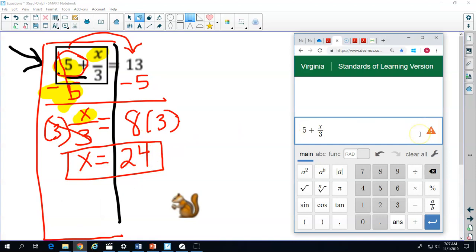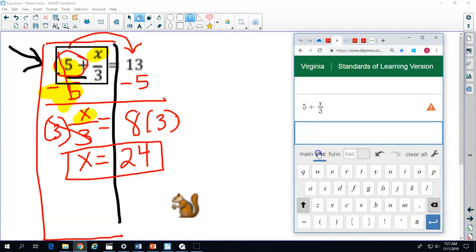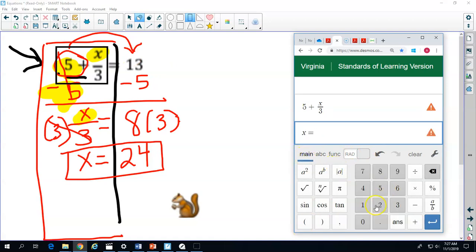So I'm going to see if I put 24 in for x, I get 13. So I'm going to see if it checks. So I'm going to go to my next line, and I'm going to tell Desmos that, hey, I got x is equal to 24, and if it's equal to 13, I know it's right. And check it out, it is.